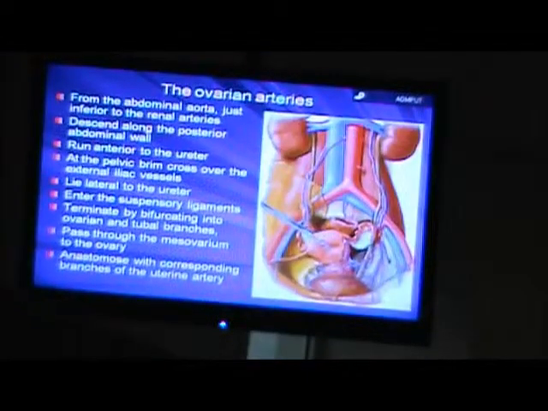Ovarian arteries enter the suspensory ligaments of the ovaries. They terminate by bifurcation into the ovarian and tubal branches. The ovarian arteries pass through the mesovarium to the ovary. They anastomose with the corresponding branches of the uterine artery, which is a branch of the internal iliac artery.